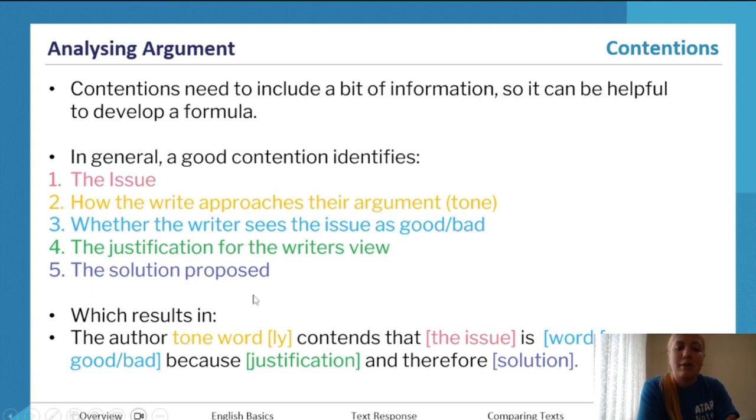And therefore, what do they propose should be done? And it could be more simple things, just like raising awareness. They may not have a specific solution, but basically what they want to be done. Even if this is implied and it's not actually stated, you need to identify the solution. So this is your potential contention format, and try to use it because you don't want to miss any of these things: the tone, the issue, whether it's good or bad, why, and the solution, because all of these elements really should be in your contention.